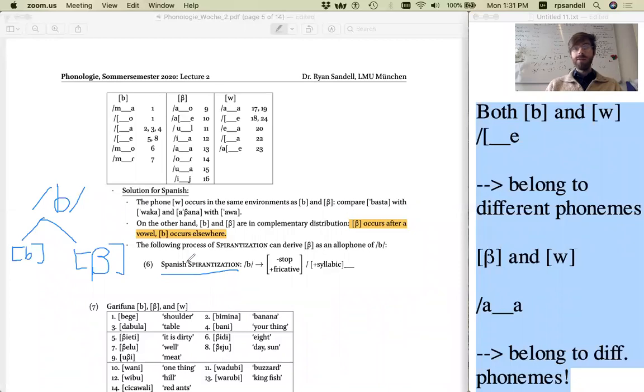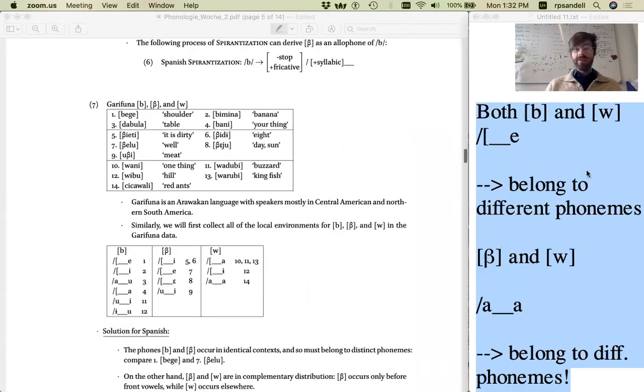The term spirantization here usually refers to a process whereby a stop is transformed into a fricative of some kind. So here we can refer specifically to the sound ba, and it becomes a fricative when it is immediately preceded by a vowel. That was the left context for our process. So there's our representation of that phonemic relation for Spanish. Let's now turn to the Garifuna data.